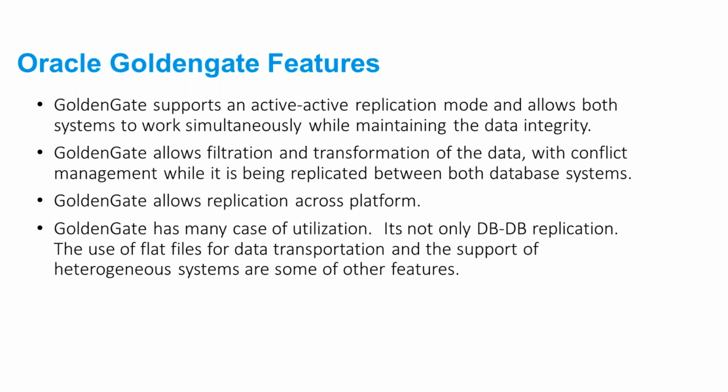Golden Gate allows replication across different platforms. And Golden Gate has many use cases. One thing is Golden Gate is not only database to database replication. It is used for flat files, for data transformation and support for heterogeneous systems as some of the other features. So you can use Golden Gate to replicate the data from database to flat files. You can use Golden Gate for Cassandra database. So there are a lot of other benefits of Golden Gate which is being used.